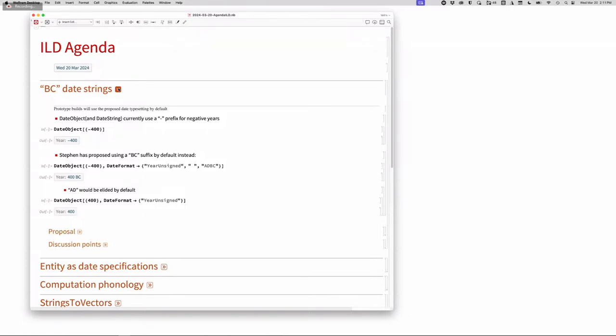There is some discussion about whether it's just window dressing on top of the original problem. And what about AD? I mean, 400 is very obscure as a year. In Wolfram Alpha, we use AD up until you get into the 1200s, I think.